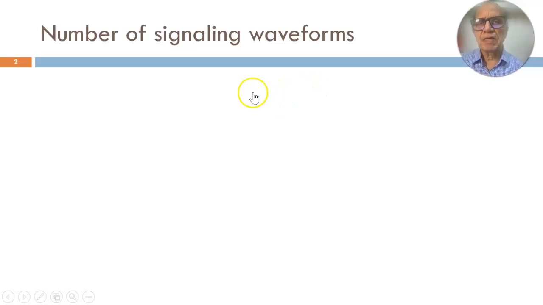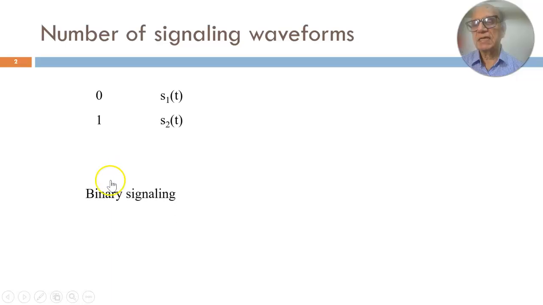So let us start. We'll quickly revise what we already know and then take the study forward. For example, we know that if our number contains a single digit, that is either 0 or 1, then you require just two waveforms. 0 is represented by S1(t) and 1 is represented by S2(t). So 0 is mapped to S1(t) and 1 is mapped to S2(t), so that easy transmission is possible. This is basically what we call binary signaling.